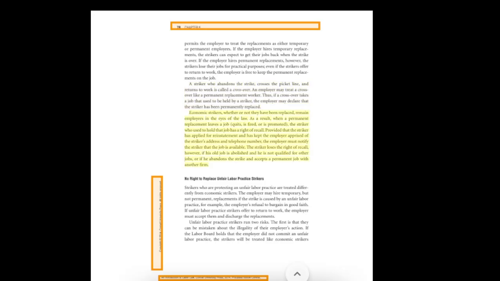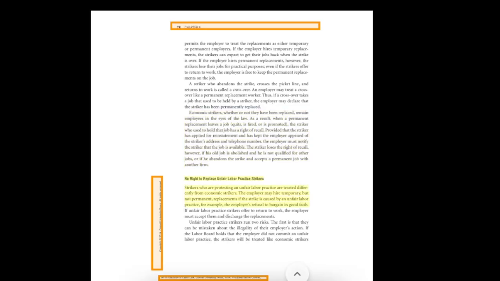Economic strikers, whether or not they have been replaced, remain employees in the eyes of the law. As a result, when a permanent replacement leaves a job, quits, is fired, or is promoted, the striker who used to hold that job has a right of recall. Provided that the striker has applied for reinstatement and has kept the employer apprised of the striker's address and telephone number, the employer must notify the striker that the job is available. The striker loses the right of recall, however, if his old job is abolished and he is not qualified for other jobs, or if he abandons the strike and accepts a permanent job with another firm.